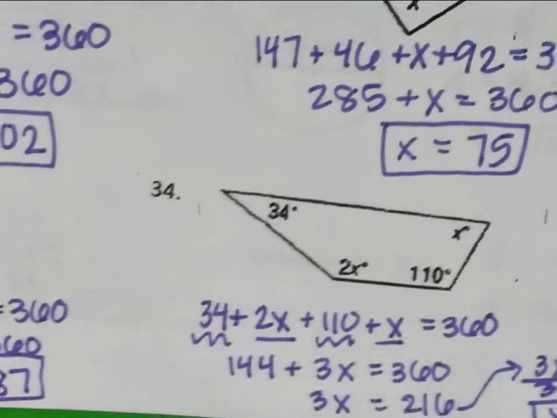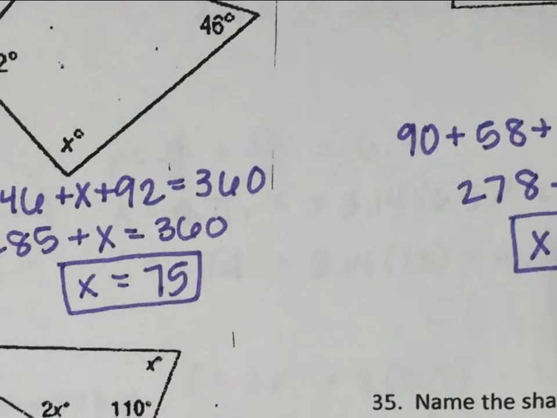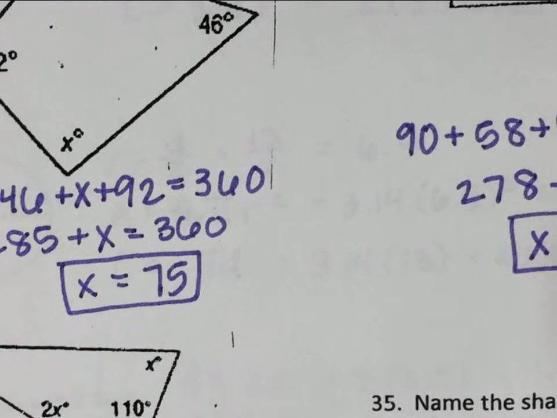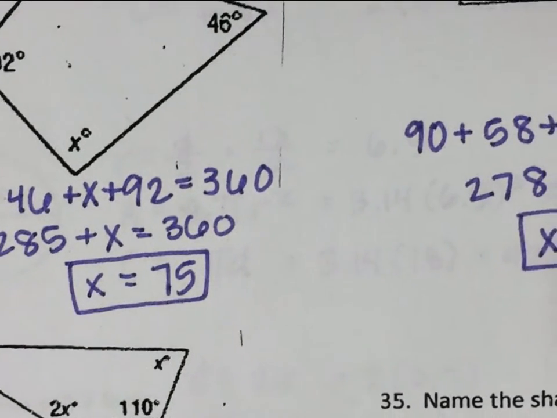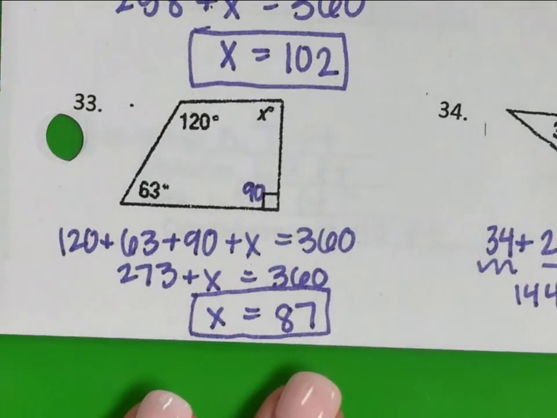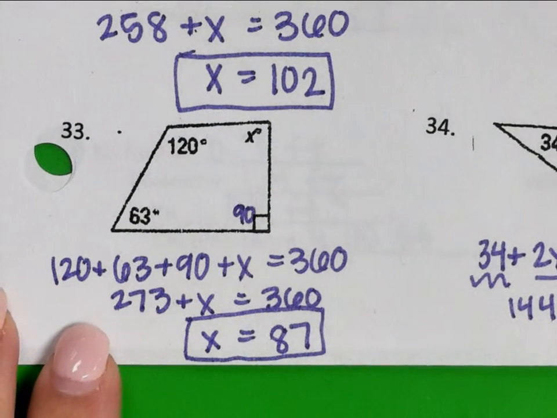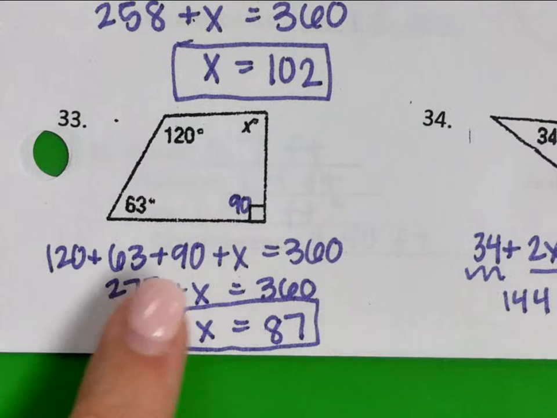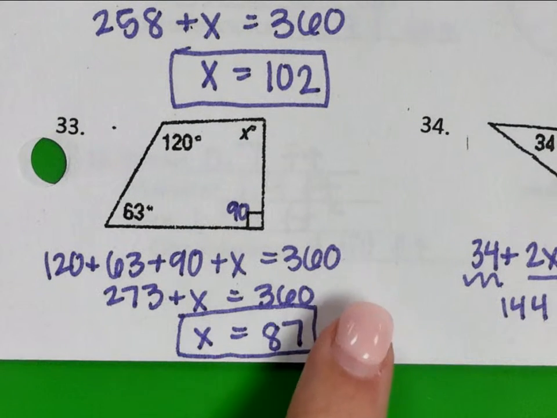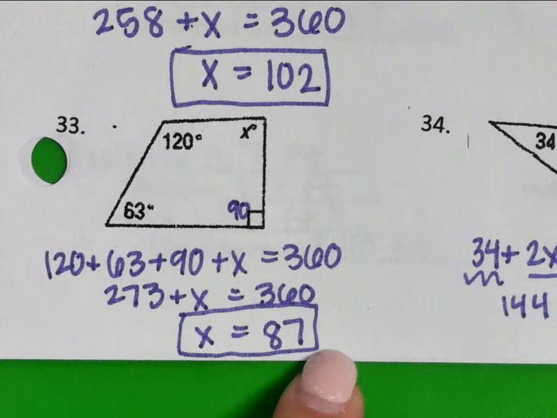Don't you subtract, Miss Weather? Yes. Don't you subtract that 278 from 360? Yes, ma'am. And you get 82. Okay, number 33. That has that 90-degree angle in there again. So 120 plus 63 plus 90 plus x all equals 360. So when you solve for x, you should get 87.